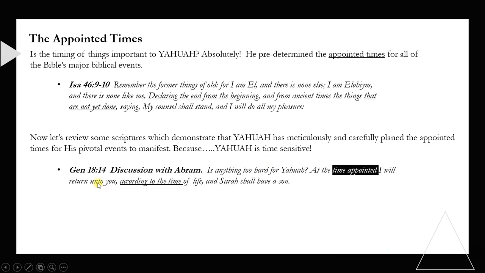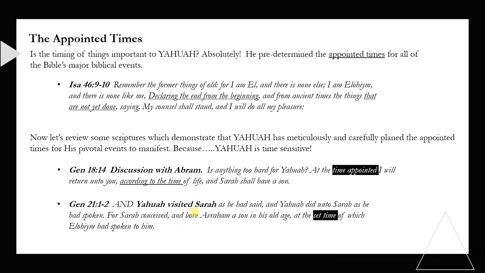Let's begin in Genesis 18. This is a discussion with Abram. Is anything too hard for Yahuwah? At the time appointed, I will return unto you, according to the time of life, and Sarah shall have a son. So notice that Isaac could not be born until it was the time appointed on Yahuwah's calendar. And remember, the calendar was set up in Genesis 1. It was called seasons. It's called days, called years, right? That was set up in Genesis chapter 1.